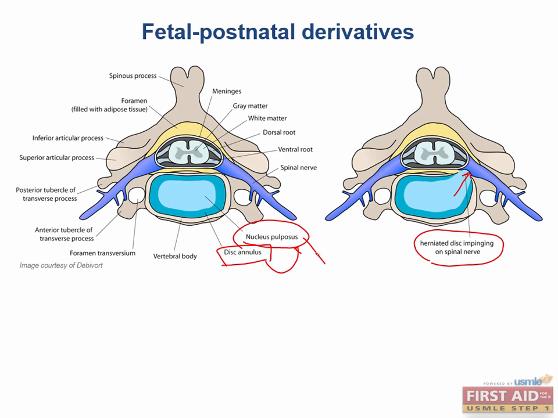So the nucleus pulposus is derived from the notochord. The notochord sets the body axis, so it's going to be in this direction. It's full of glycoproteins and collagen. The nucleus pulposus is also very squishy and is the center of each disc that provides shock absorption.